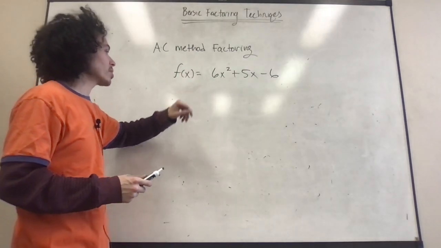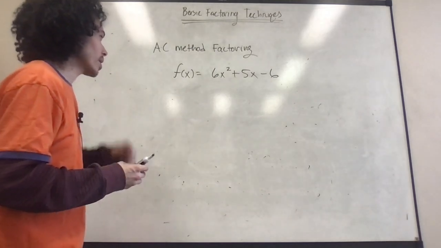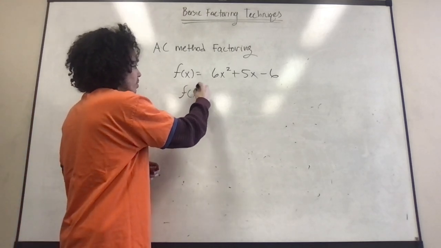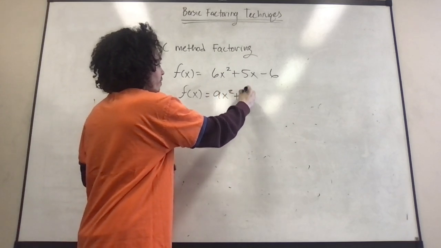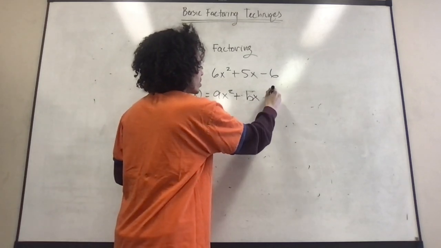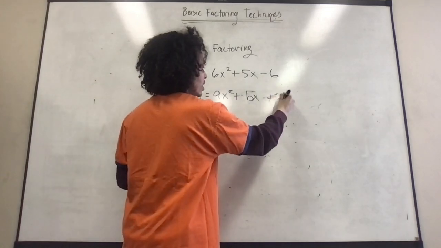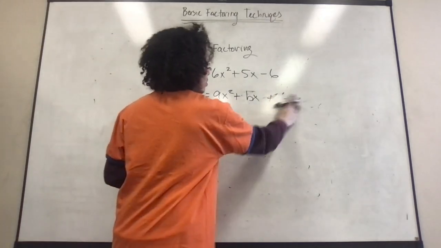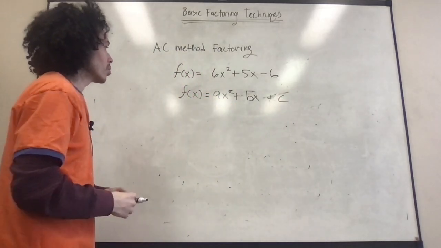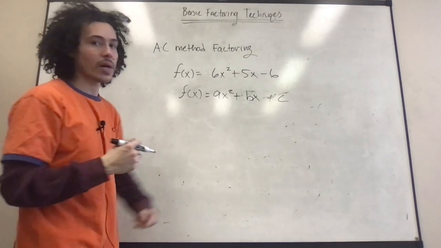We recognize that this function is in quadratic form, meaning that your f of x is equal to ax squared plus bx plus c. In this case, your c is negative, but this is the form of a quadratic equation. So let's identify our a, b, and c terms.